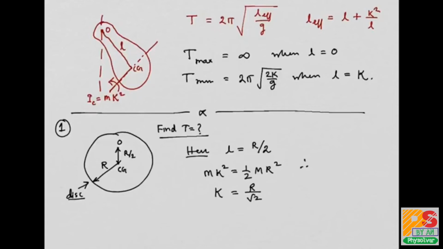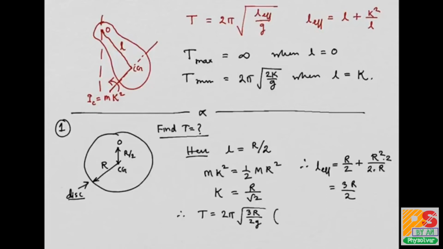Therefore L effective is simply r by 2 plus k square by L. So k square is r square by 2. Okay, so this is r by 2, so simply 3r by 2, right? Therefore the time period would be 2 pi root over L effective by G, that is 3r by 2G. Now that's the answer for this question.